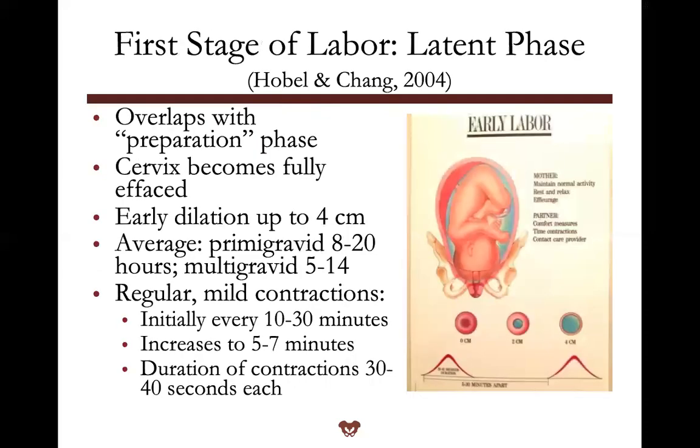So the latent phase, at this point, the cervix has become fully effaced. And again, as I mentioned, dilation up to 4 centimeters. And this is going to be a little bit longer, again, in first-time moms. And contractions are pretty regular, but mild, occurring every 10 to 30 minutes, increasing up to every 5 to 7 minutes in frequency, and lasting anywhere from 30 to 40 seconds each time.